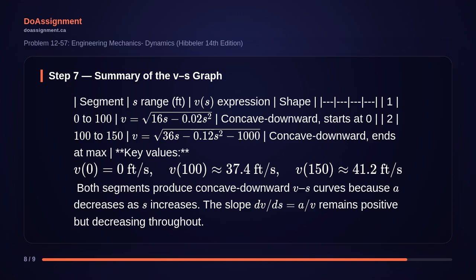To summarize, the v-s graph consists of two concave downward curves. Segment 1 runs from 0 to 100 feet, starting at 0 velocity and rising to about 37.4 feet per second. Segment 2 continues from 100 to 150 feet, ending at roughly 41.2 feet per second, where acceleration reaches 0. Both curves are smooth and monotonically increasing because acceleration remains positive throughout the entire motion.